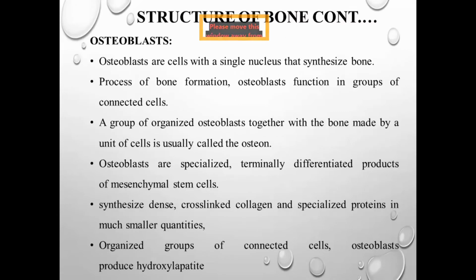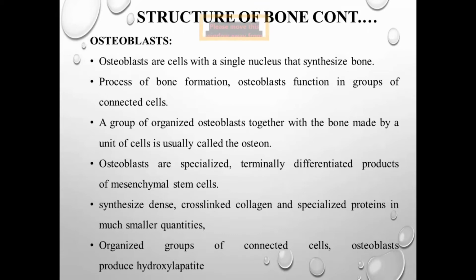Okay, now we're going to see about the osteoblast, the cell of the bone. What exactly is the osteoblast going to do? Osteoblasts are cells with a single nucleus that synthesize the bone. In the process of bone formation, osteoblasts function in a group of connected cells. They are single-nucleated cells which synthesize the bone with the help of minerals, on the surface of the bone. A group of organized osteoblasts together with the bone made by a unit of cells is usually called an osteon.